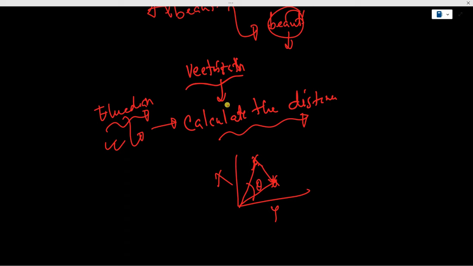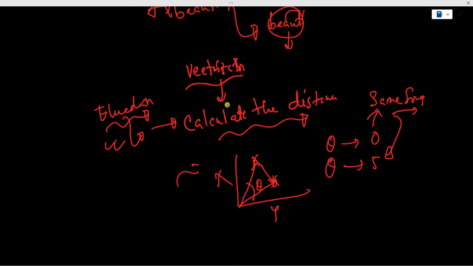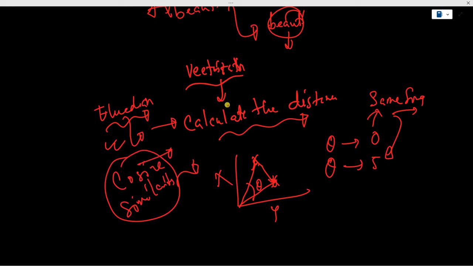Let's say the theta distance is zero. That means this is the same song or a similar song. Let's say the theta distance is cos 5. That means this is the most similar song. So this is how it works. This is called the cosine similarity. Using this, we calculate the theta of each data point, I mean each song, then calculate the distance and recommend the song to the user. This is how the recommender system actually works.